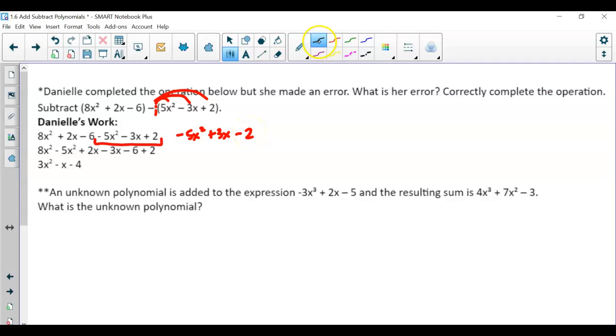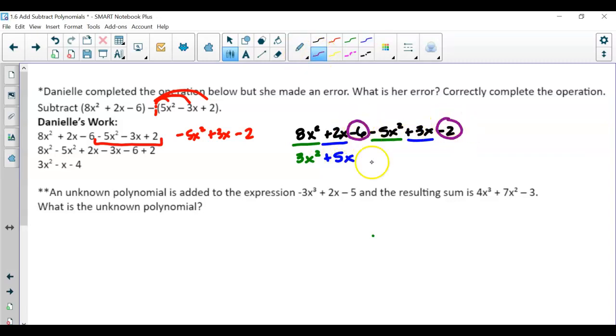So let's go ahead and complete this and correct it. So she should have combined 8x squared plus 2x minus 6 with, still again, the -5x squared, but now plus 3x minus 2. Now going through and combining like terms. 8x squared minus 5x squared is 3x squared. Then here you have 2x plus 3x, which is 5x. Then last you have -6 minus 2, which is -8. This is the final answer here.